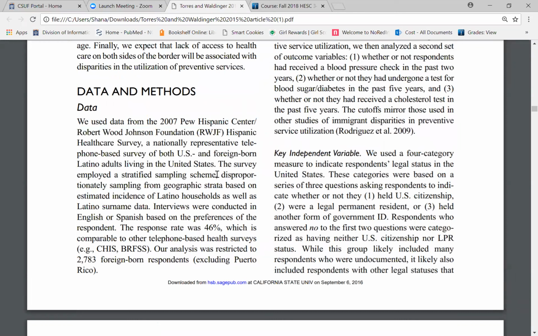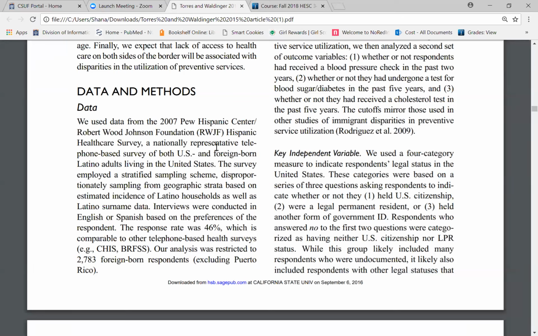So for those of you who took my specific class, we talked a lot about stratified sampling. Hopefully all the other sections of 349 did as well. But that tells you something about how the data was collected, talking about geographic data with Latino households.